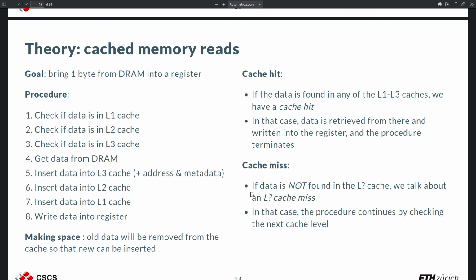But if it's not there, then you have to check the L2 cache and then the L3 cache. And if not even the L3 cache has it, then you have to actually go to the DRAM and tell the DRAM the address: okay, I want to read from here. Then you have to do all the waiting. And then finally, your DRAM is going to serve you the data. And then you're going to take that data, insert it into the L3 cache, insert it into the L2 cache, and then finally into the L1 cache. And finally, from there, you can put it in the register. So it's a fairly involved procedure.